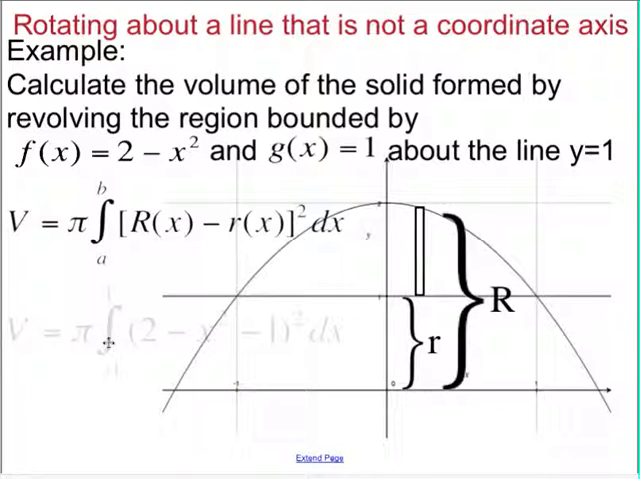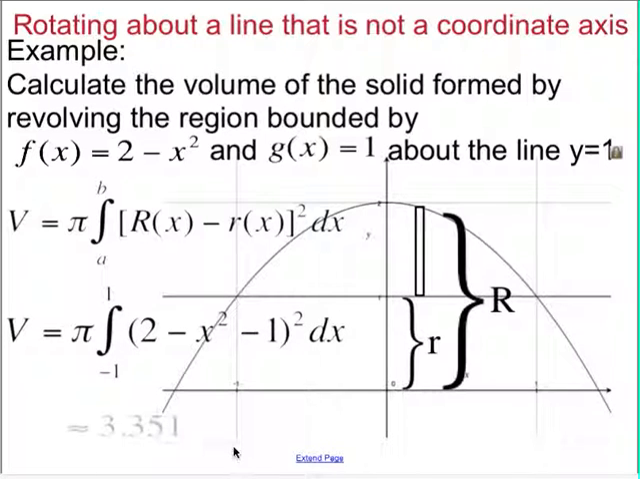And so you get negative 1 to 1. And then plugging that into Math 9, don't forget to multiply it by pi. You get 3.351.